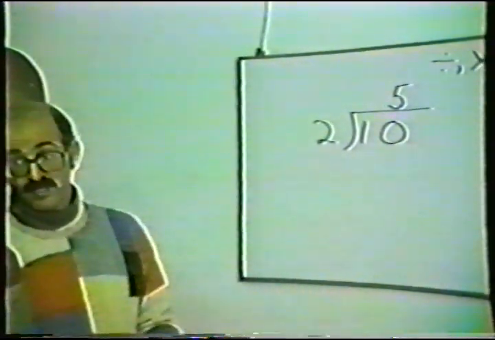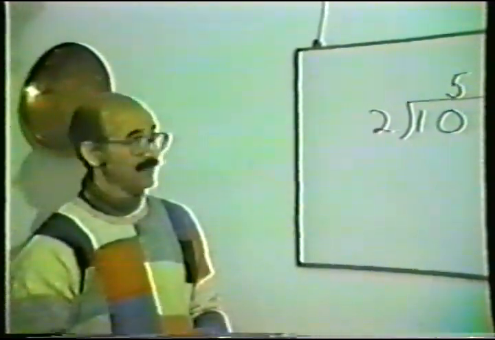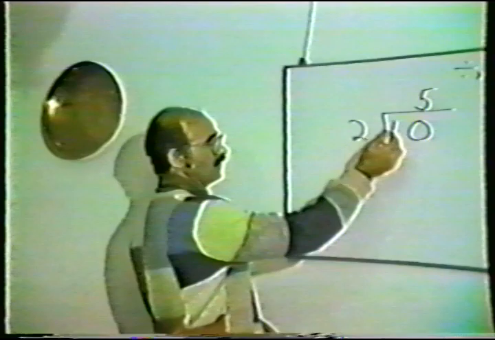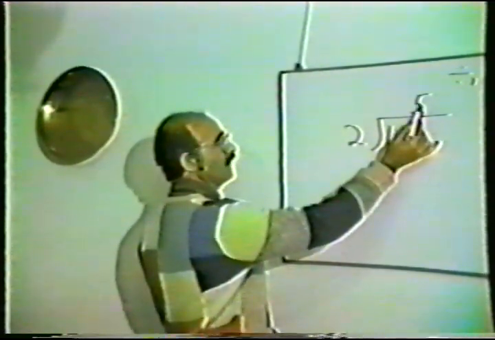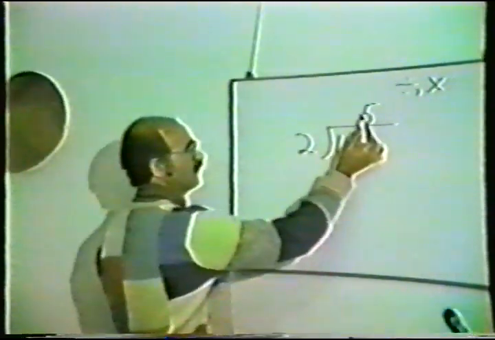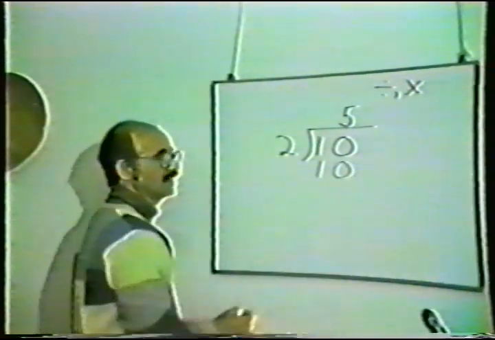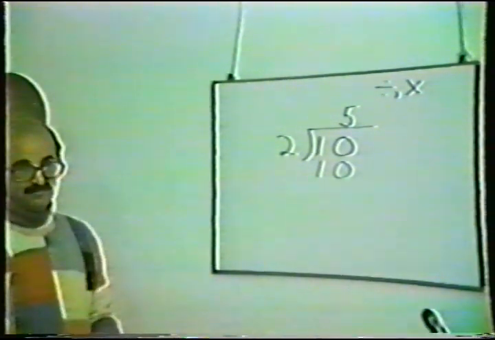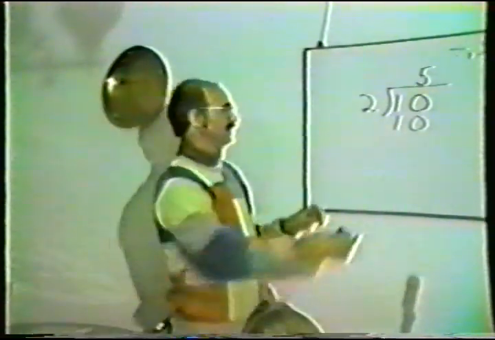And that turns out to be very, very important when you have a more complicated problem. So let's remember it from the beginning. 2 into 10 is 5 because, next step, times. 5 times 2 is 10. That's the check.